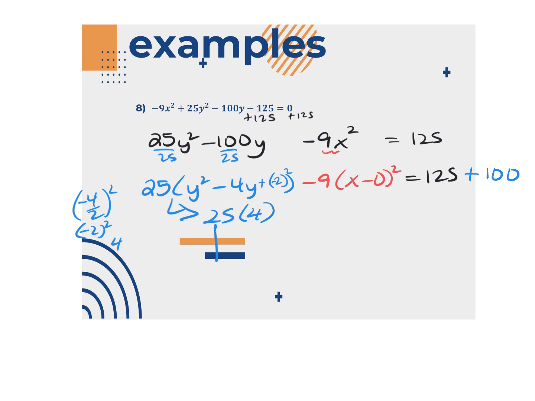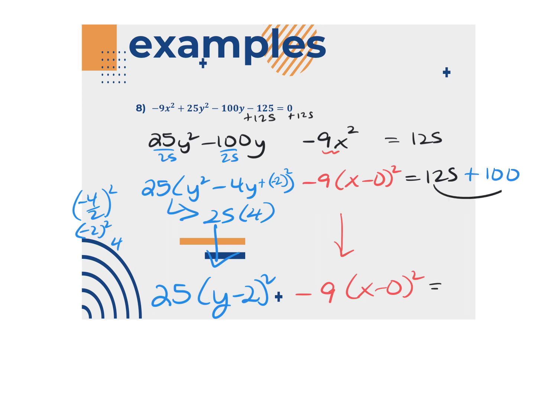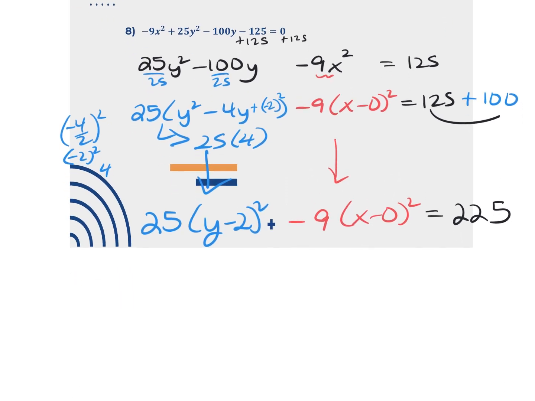I now need to factor the blue. That trinomial factors into y minus 2 squared. The red one, you could just bring down the negative 9 and then the x minus 0 squared. Add these two, and you get 225. We now need to set it equal to 1. So divide everything by 225.